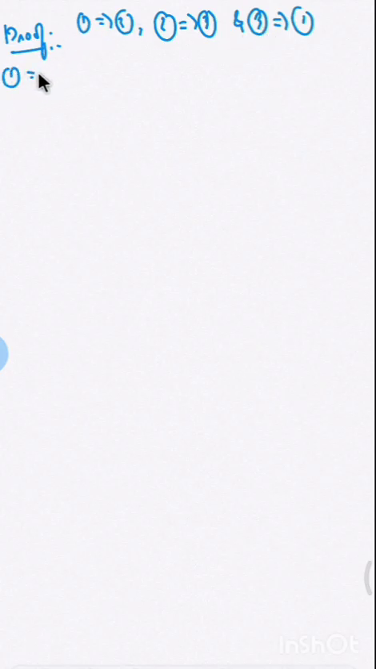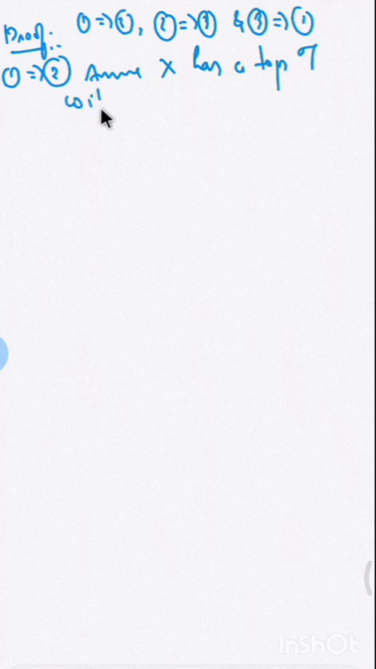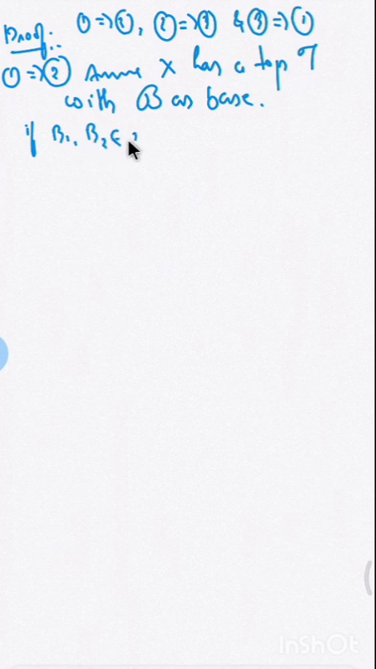So first we try to prove 1 implies 2. Assume X has a topology tau with B as base. What do we want to prove? We have to prove that if you take two elements B1 and B2 in script B, then consider their intersection B1 intersection B2. We have to prove that this intersection can be expressed as a union of members of script B itself.